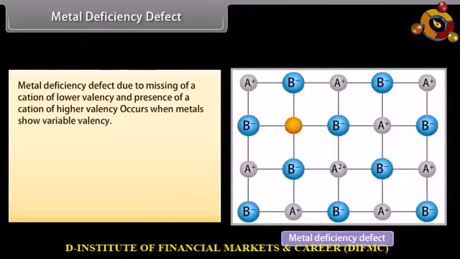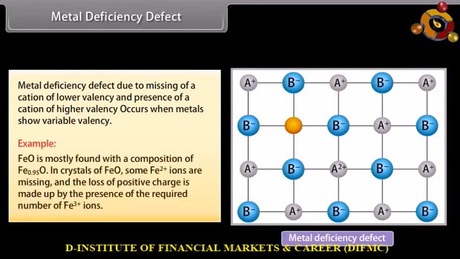Metal deficiency defect. Metal deficiency defect, due to missing of a cation of lower valency and presence of a cation of higher valency, occurs when metals show variable valency. Example: FeO is mostly found with a composition of Fe0.95O. In crystals of FeO, some Fe2+ ions are missing, and the loss of positive charge is made up by the presence of the required number of Fe3+ ions.